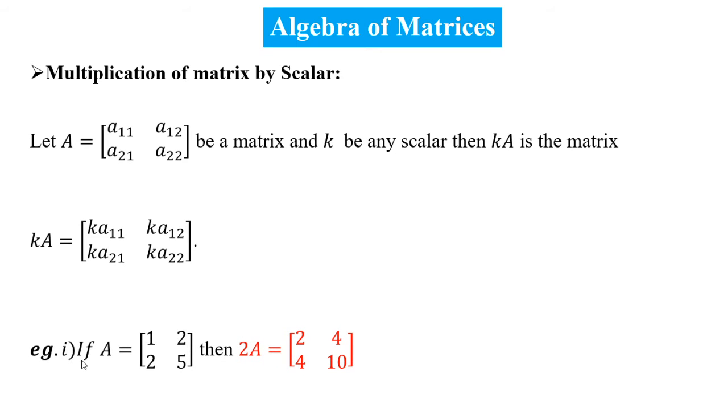Let us see the example. If A is a matrix of order 2 with elements 1, 2, 2, 5, we have to find 2A, and 2 is a scalar. So what we do is multiply each element by 2. 2 into 1 is 2, 2 into 2 is 4, 2 into 2 is 4 and 2 into 5 is 10. So it has become another matrix known as 2A, and these elements are 2, 4, 4, 10.